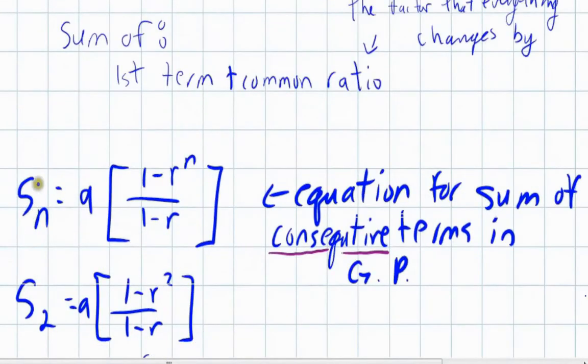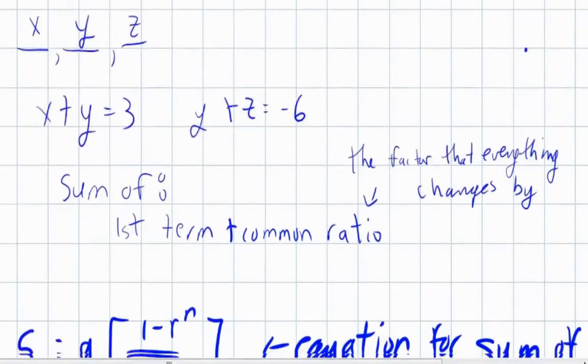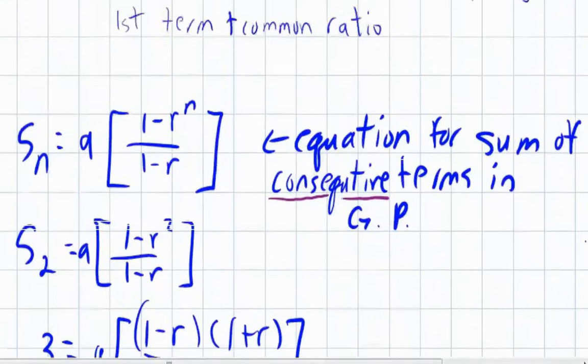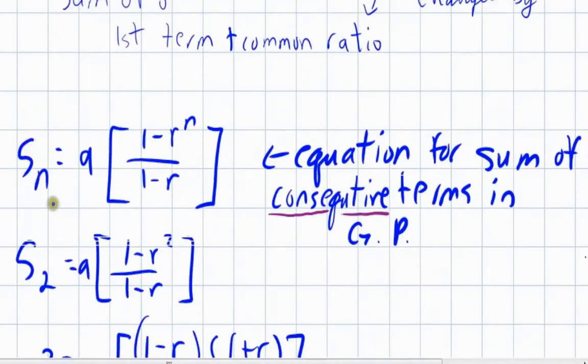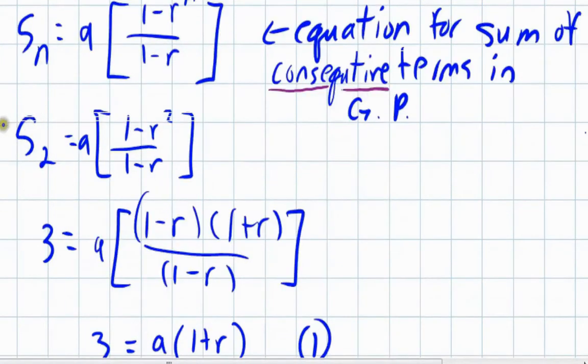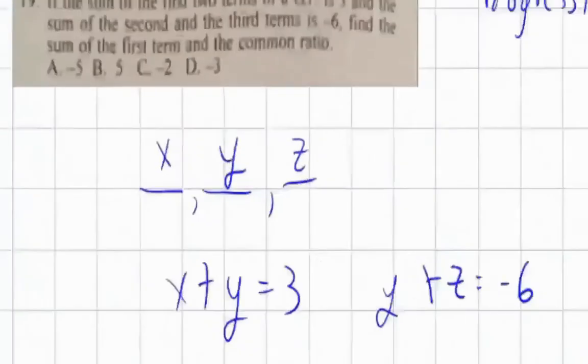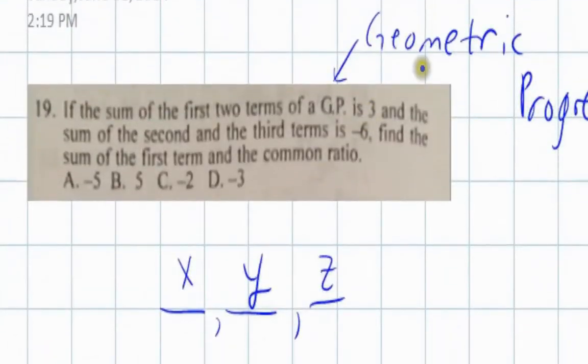So this equation right here is the equation that you would use for the sum of consecutive terms in a geometric progression. Knowing that they said that the first two terms add up to 3, we're going to use that. Basically the sum of n terms is equal to the first term A times 1 minus R, where R is the common ratio, to the n, over 1 minus R. This is n equals 2 written out, and then I have plugged in the values that they gave us. They told us up here the sum of the first two terms is 3.